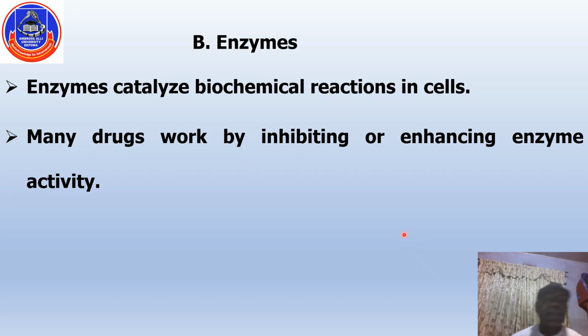Now, how about enzymes? Enzymes catalyze biochemical reactions in cells. Many drugs work by inhibiting or enhancing or activating enzyme activity. For example, aspirin inhibits cyclooxygenase to reduce inflammation, while ACE inhibitors block angiotensin converting enzyme to lower blood pressure. Enzyme targeting is common in antimicrobial and metabolic therapies.